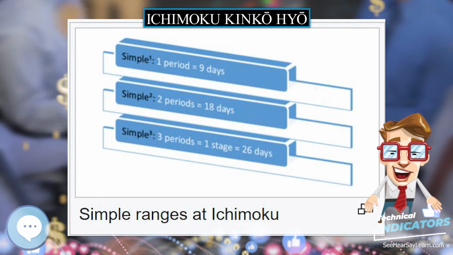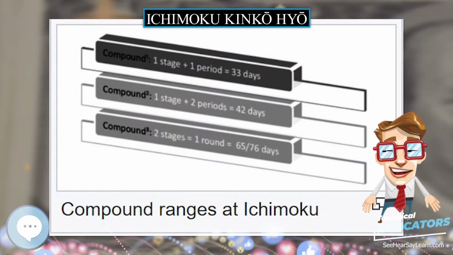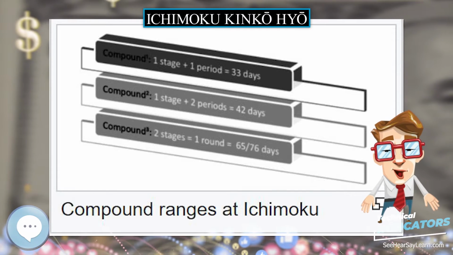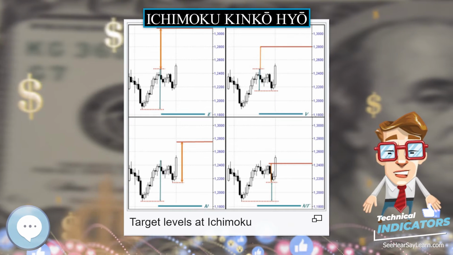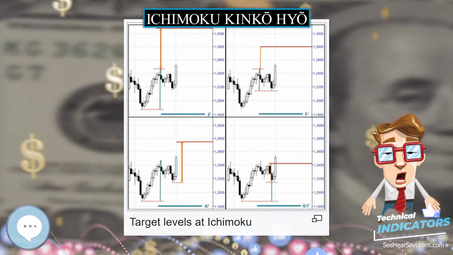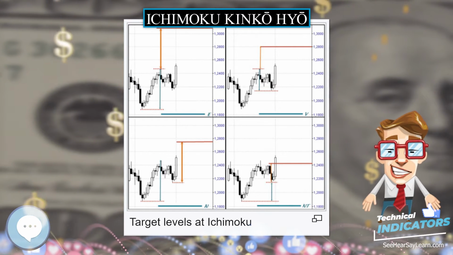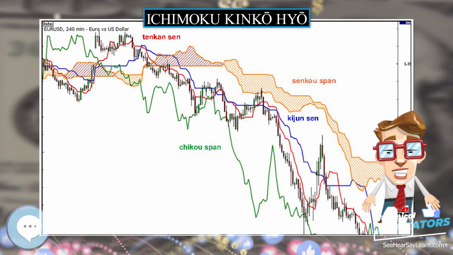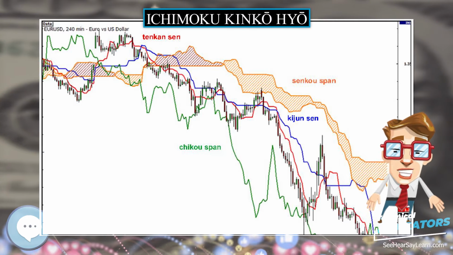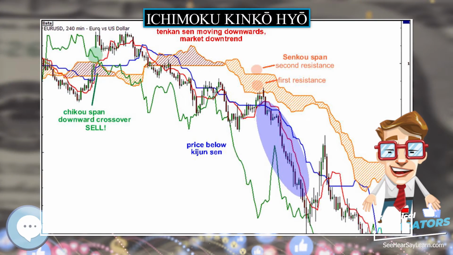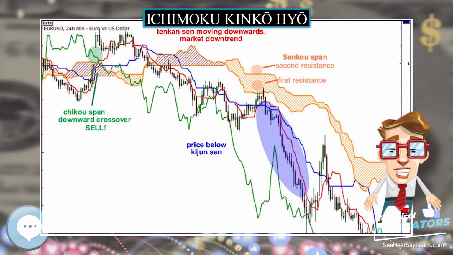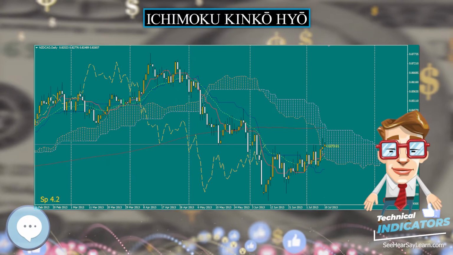Tenkan Sen, red line. This is also known as the turning line and is derived by averaging the highest high and the lowest low for the past 9 periods. The Tenkan Sen is an indicator of the market trend. If the red line is moving up or down, it indicates that the market is trending. If it moves horizontally, it signals that the market is ranging.